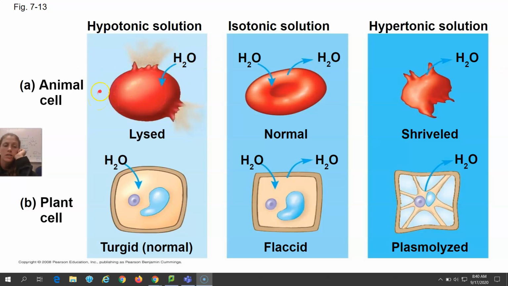So bad news bears there. We got a popping cell. We call this lysed, okay? We talked about hydrolysis. We talked about how it breaks things down. So that word lysed just means to break, okay?